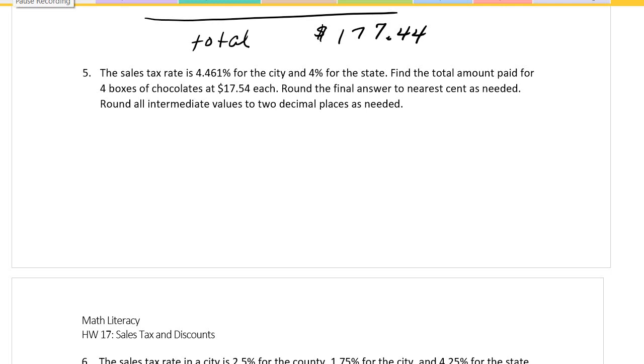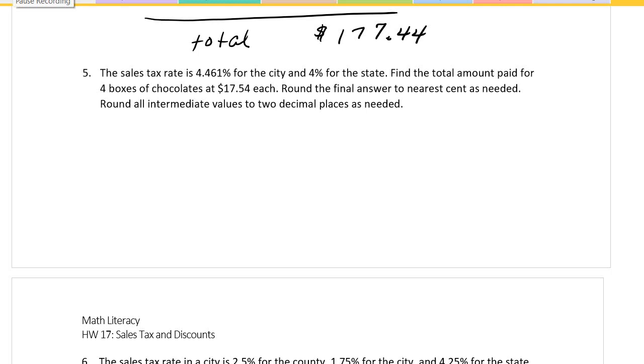Problem 5, the sales tax rate is 4.461% for the city, 4% for the state. Find the total amount paid for 4 boxes of chocolates at $17.54 each. Round the final answer to the nearest cent as needed, and round all intermediate values to 2 decimal places as needed.